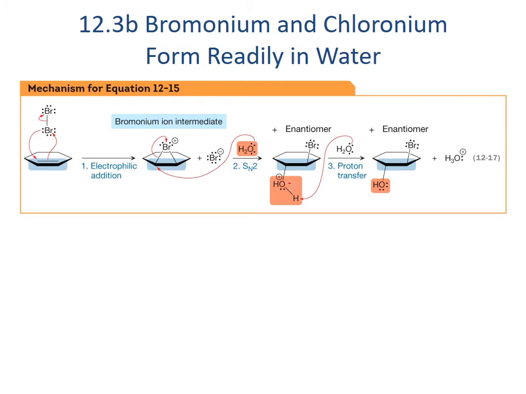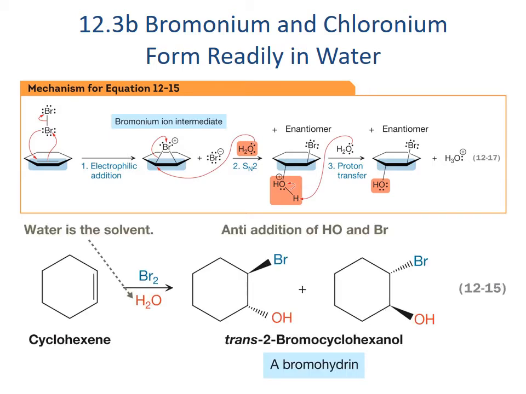Because water can't add to an alkene without an acid catalyst, molecular halogens are free to react with alkenes even in aqueous solution. However, now the most concentrated nucleophile in the reaction is water, and we end up with an anti-addition of the halide and hydroxy group. We call these reaction products halohydrins. These molecules are precursors to epoxides, which we saw before.